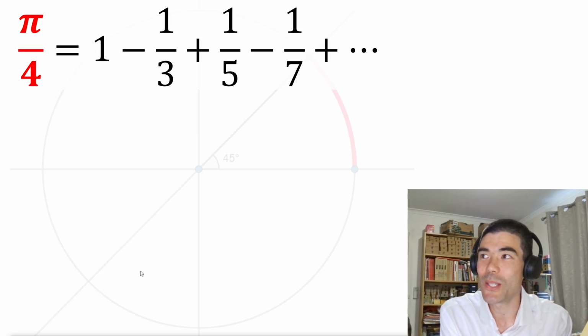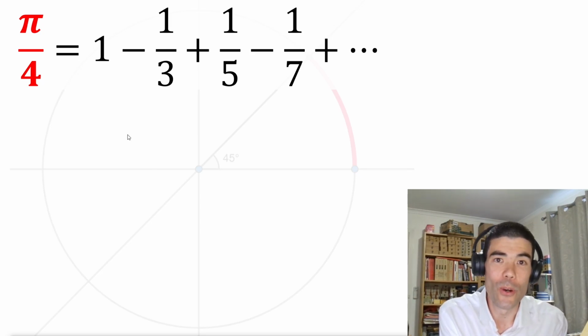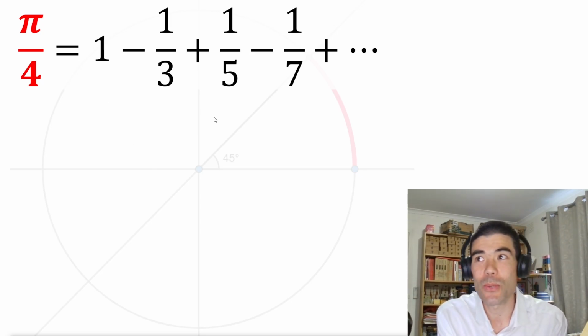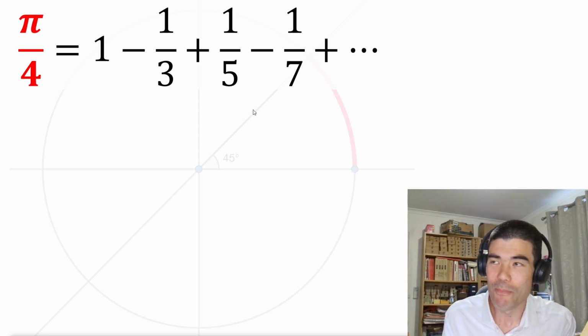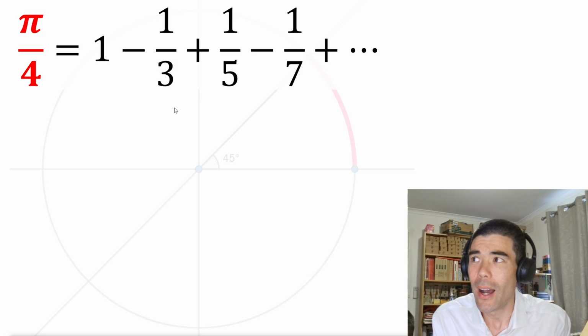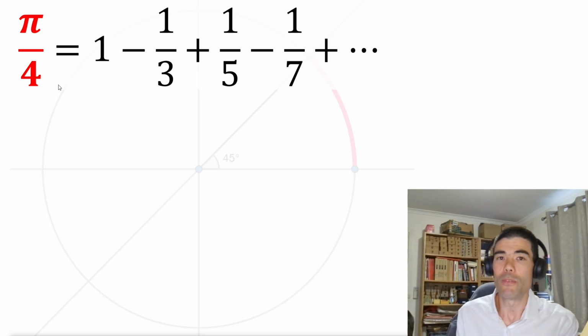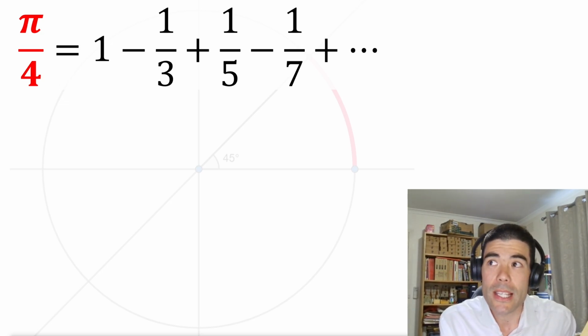Hello, in this video I'd like to talk about this series for pi on 4, which is 1 minus 1/3 plus 1/5 minus 1/7 plus 1/9, etc. It's actually quite amazing why this would be equal to pi on 4, not obvious at all. And what's even more amazing is that this was known to mathematicians in India over 500 years ago.